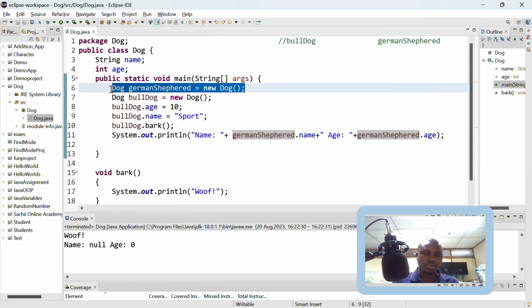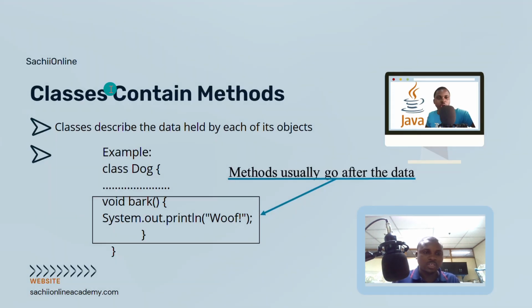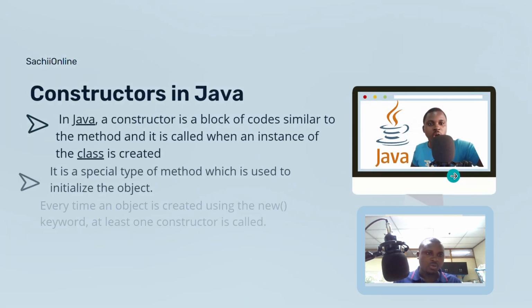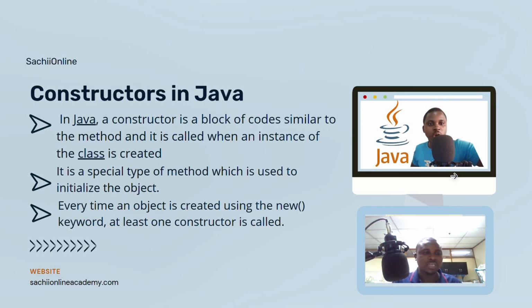So let's just talk about the constructor so that you understand why this is happening. So from here, let's talk about constructors in Java. What are constructors in Java? In Java, a constructor is a block of code similar to a method, and it is called when an instance of the class is created. So whenever you want to create the object of a class, that's when the constructor is called.